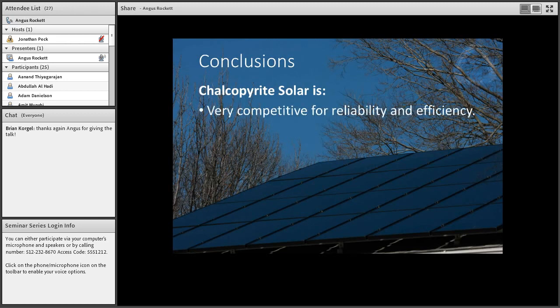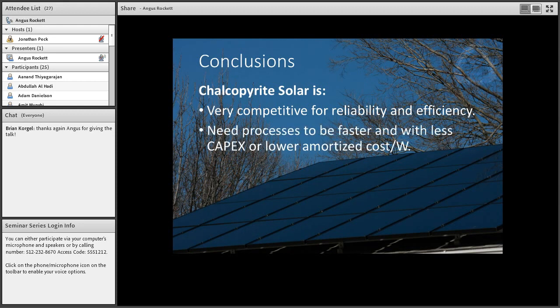This is why copper zinc tin sulfide was tried, but it has too many native defects. And so that's why people are looking at these ternary copper tin sulfide compounds. So there's good potential there.